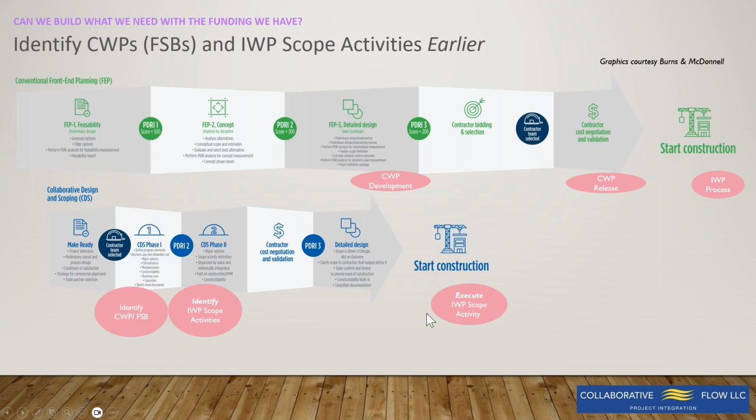And the big difference is we're identifying the CWP and the IWP scope activities way early. We're not flushing them out. We're not finding all the constraints. We're not releasing the IWPs. We're just saying there's going to be an IWP eventually for a mechanical contractor to install the chilled water supply and return piping. We don't go into who's going to do it, and that's what we're going to design to. And then later on, we execute the IWP scope activity process.